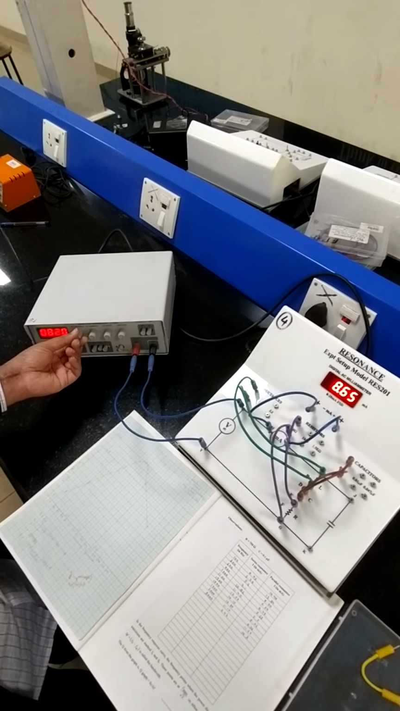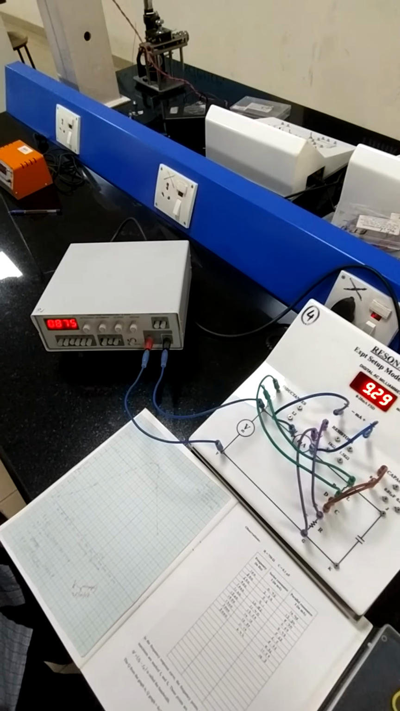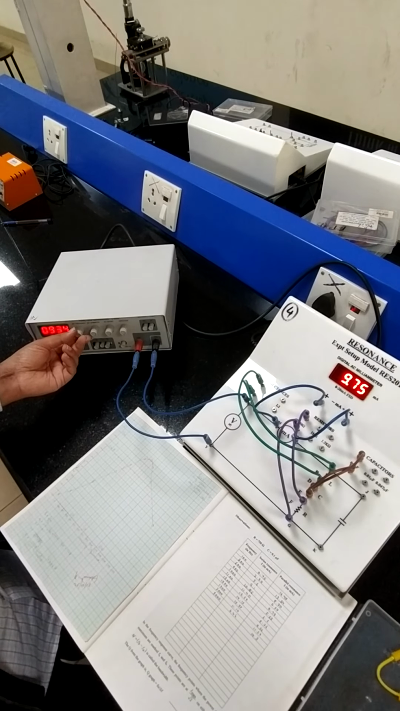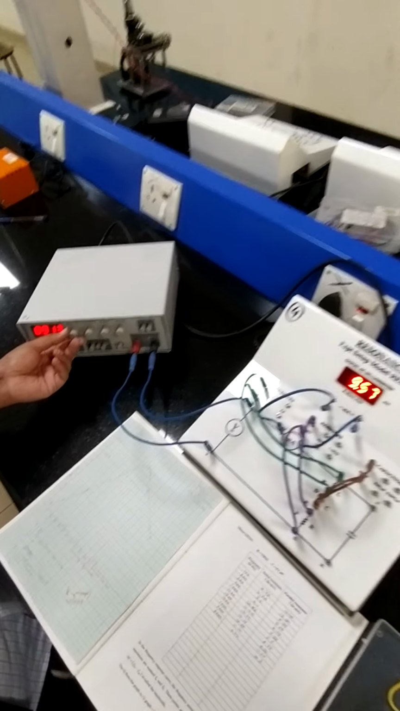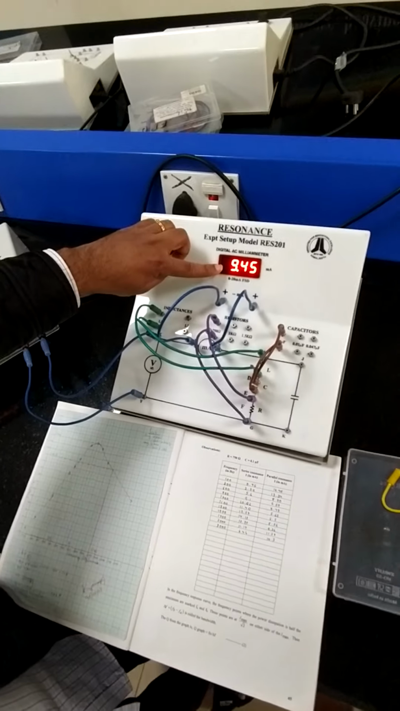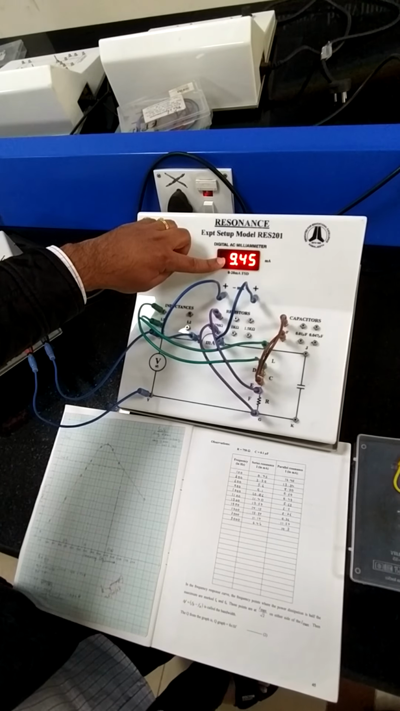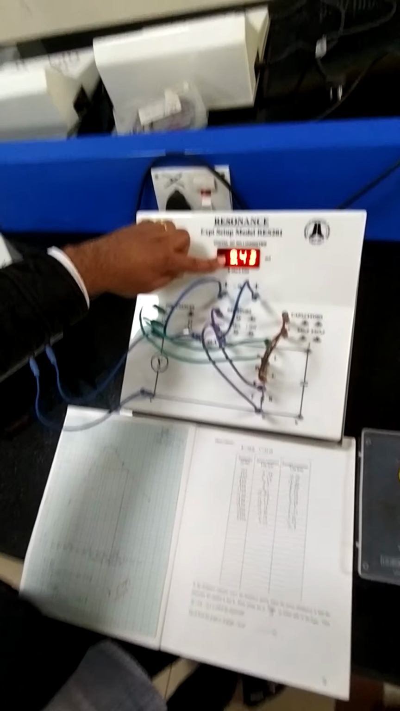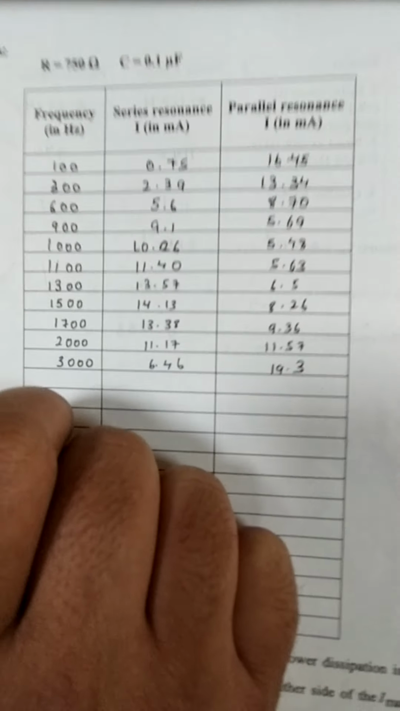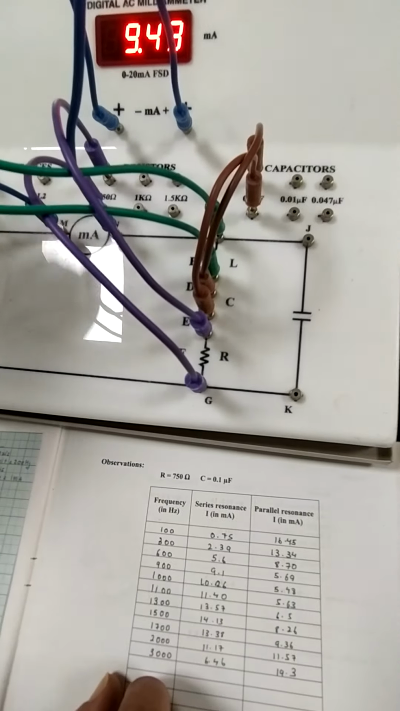hertz. So we have reached 900 hertz. Okay, note down what is the output current value. What we are observing is that as the frequency increases, the current is also increasing. It started with 0.75, now we are at 9.44.